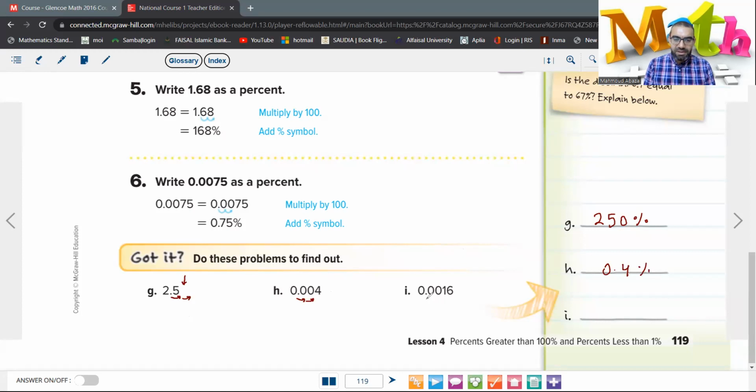The same, move decimal point to the right two places, as if you multiply by 100. Because you know multiplying by 100 will move decimal point to the right. So move to the right two places. Then you will put the percent sign. So 0.16%. See how easy, everybody?